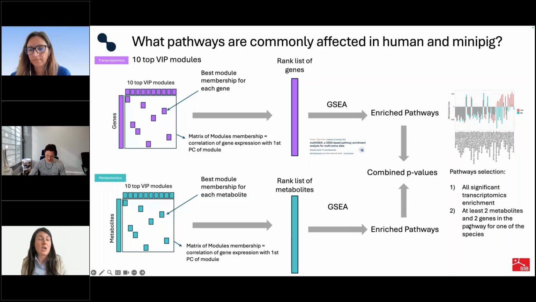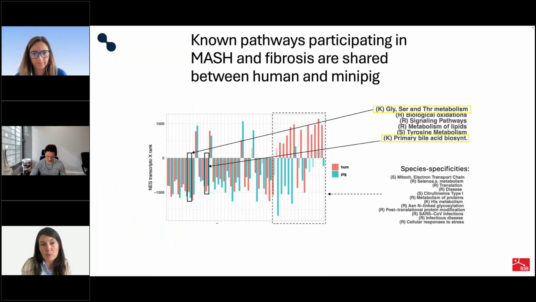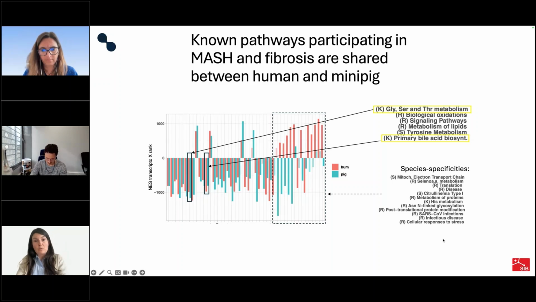As a sanity check, we look at whether known processes that were already described in MASH and fibrosis development are present, and indeed they are shared by human and mini pig, like is the case for glycine, serine, and threonine metabolism or primary bile acid biosynthesis. But also some metabolic pathways are specific to some species, as is the case for mitochondrial electron transport chain, histidine metabolism, or cellular responses to stress.